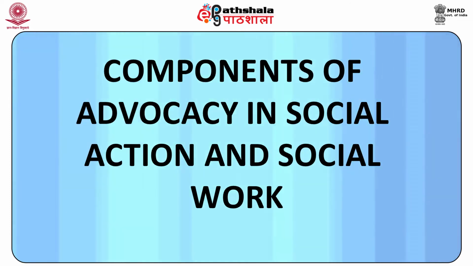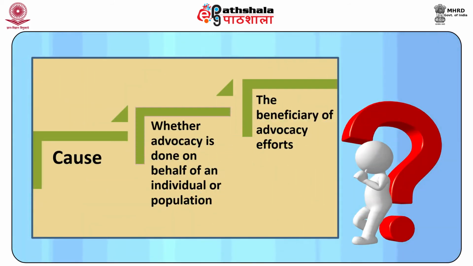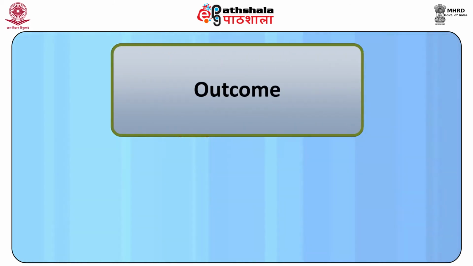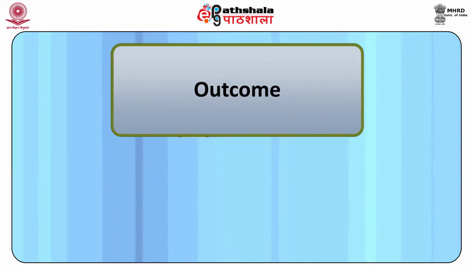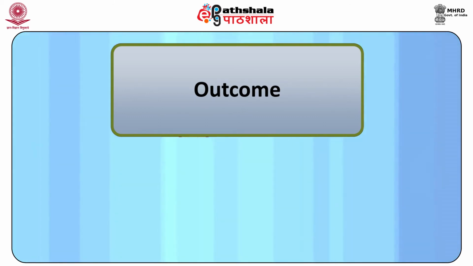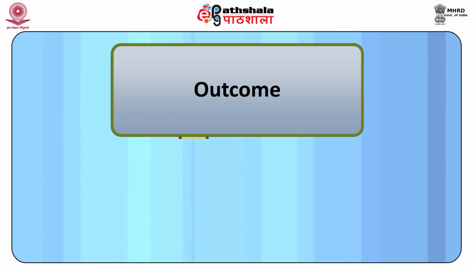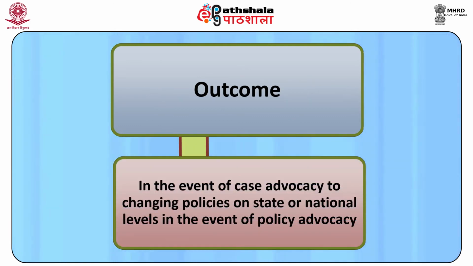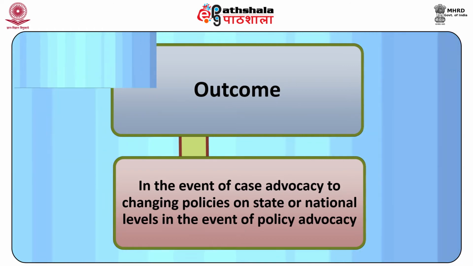Components of advocacy in social action and social work. The 5 key components of advocacy in social action are: number 1, cause. Whether advocacy is done on behalf of an individual or population, there is always a party or cause that is to be the beneficiary of advocacy efforts. Outcome. Advocacy efforts are done in order to bring about some change in the status of the beneficiary, from being able to receive benefits in the event of case advocacy to changing policies at state and national levels in the event of policy advocacy.